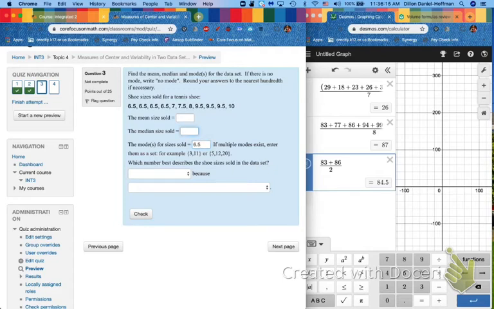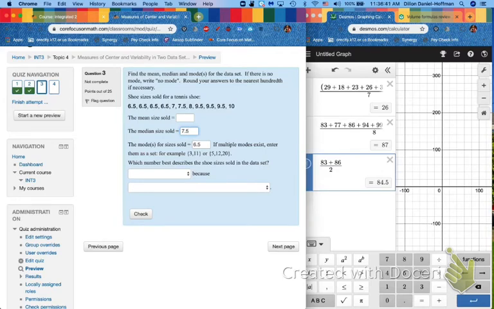Median. Notice, even though this problem has decimals and is a little annoying, they already give you the numbers written in order. So I don't even have to rewrite them all. I can just focus on the middle of what's already written. Okay, 7.5.